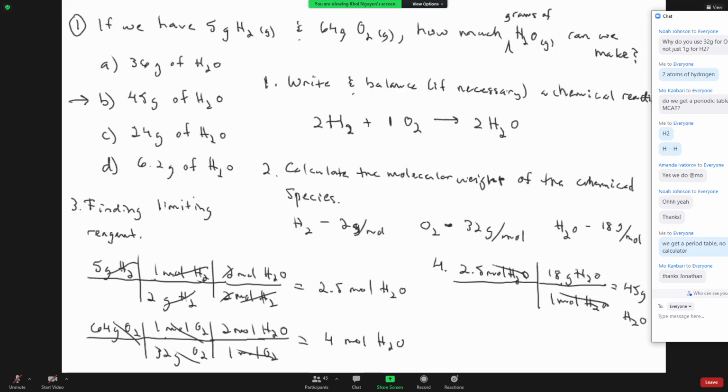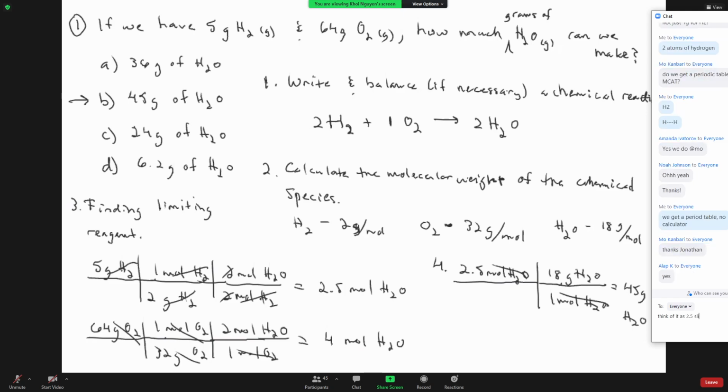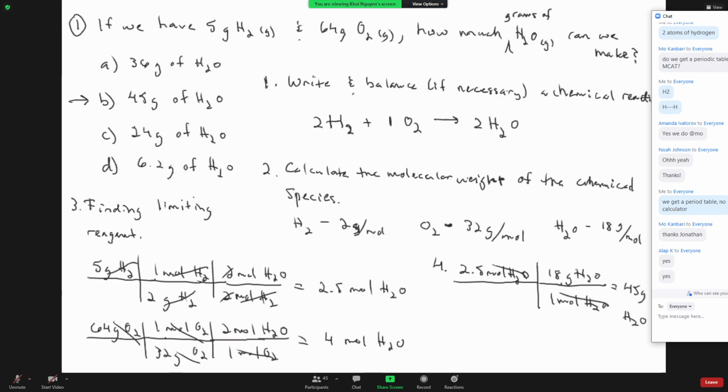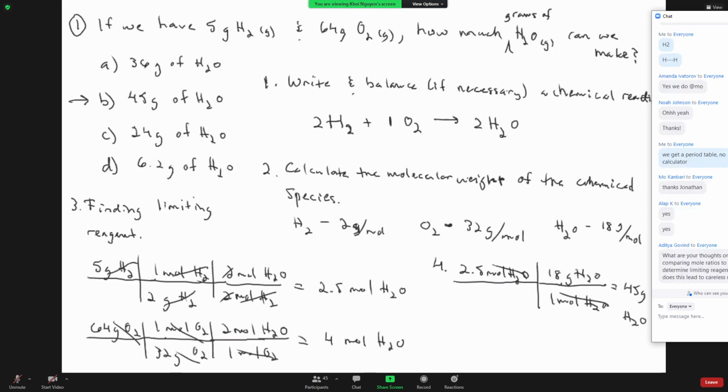Does that make sense, Alap? So since the 5 grams of hydrogen gas makes the least moles of water, that's going to be the one that ends up getting used up first. So hence, that's why it's the limiting reagent. Does that make sense, how I got it? The getting it part is just the stoichiometric coefficients.